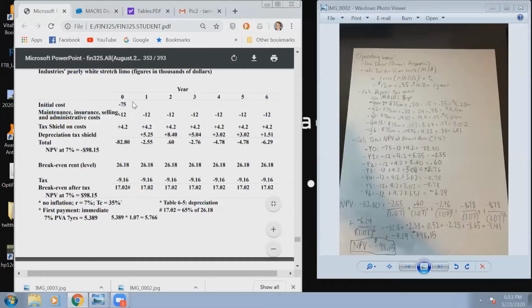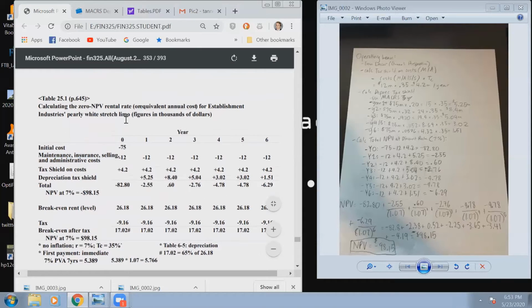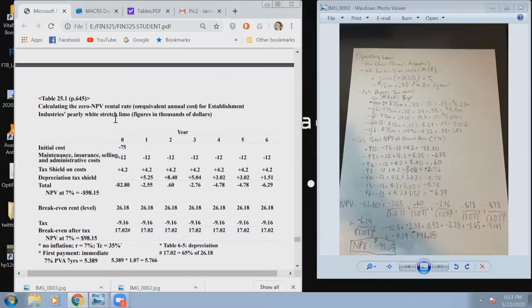And with that $75 million, we have determined that the maintenance, insurance, selling, and administration costs, also known as the total costs of the firm or operating costs, are going to be $12 million per year. And that's going to be every single year. That's going to be a linear number. It's not going to be changing like we're going to see with some of the other numbers, including depreciation tax shields. So for the total costs, the variable costs, the operating costs, call them anything you want, just know that they're going to be fixed. It's going to be $12 million per year.